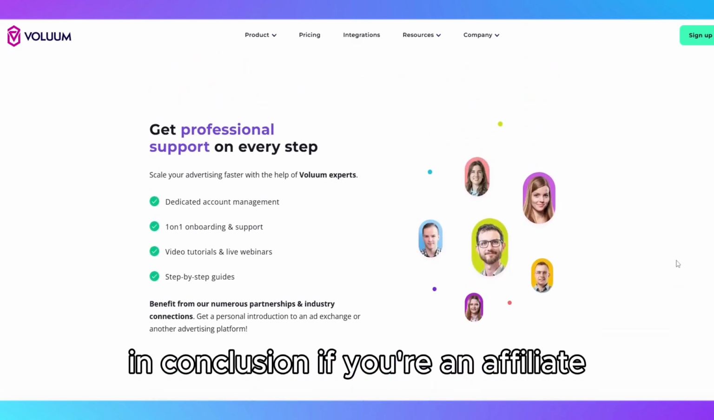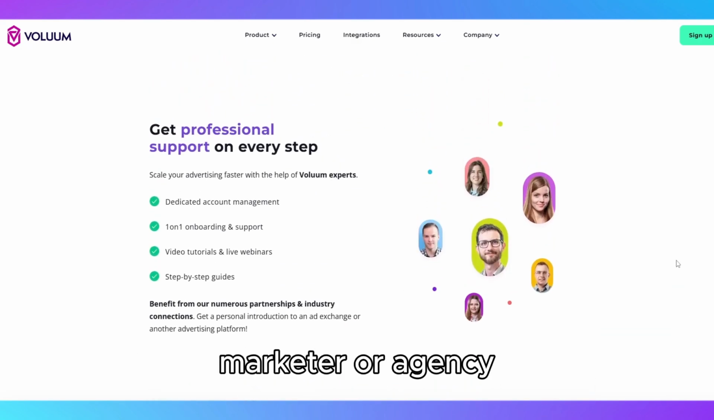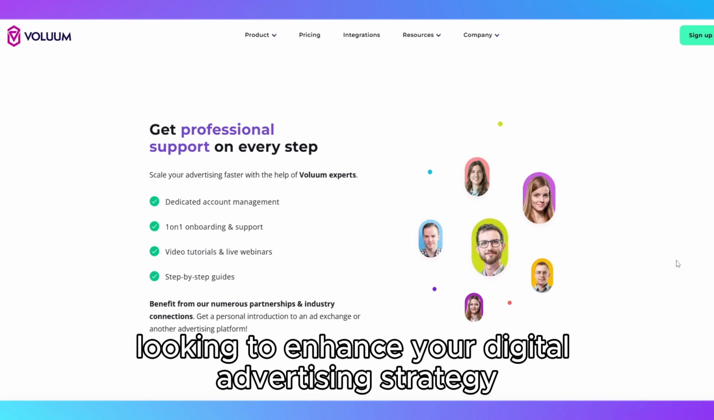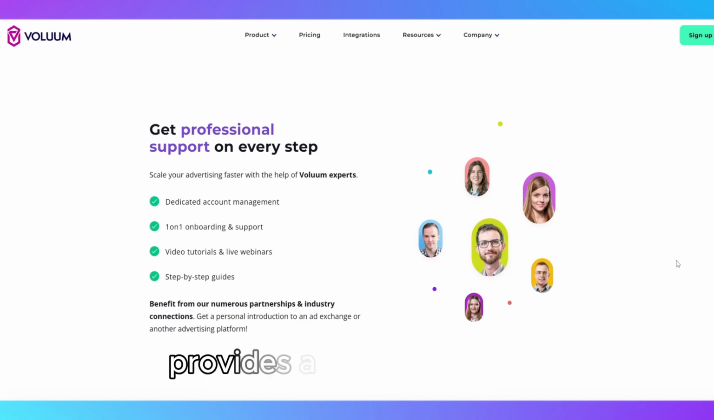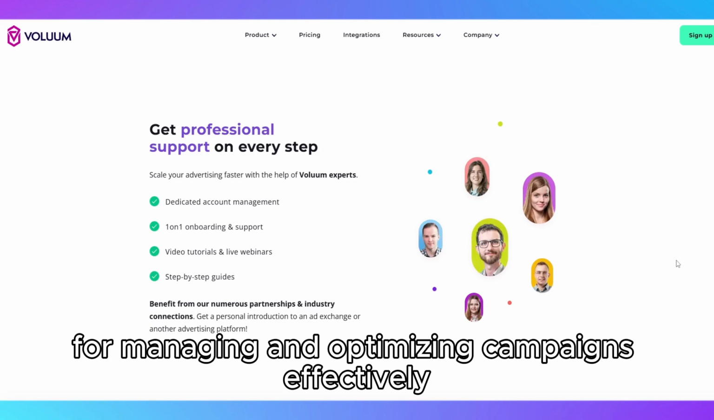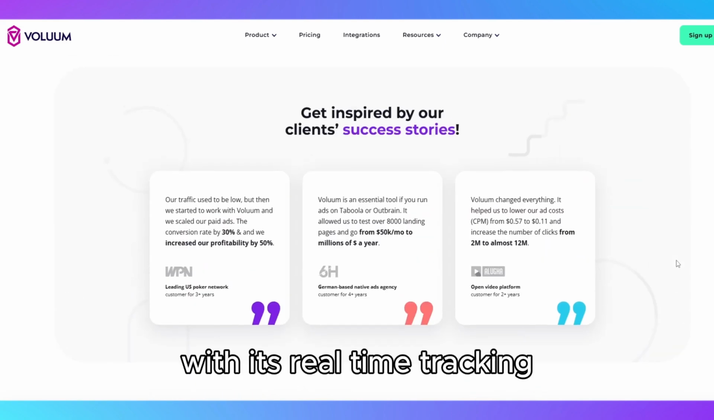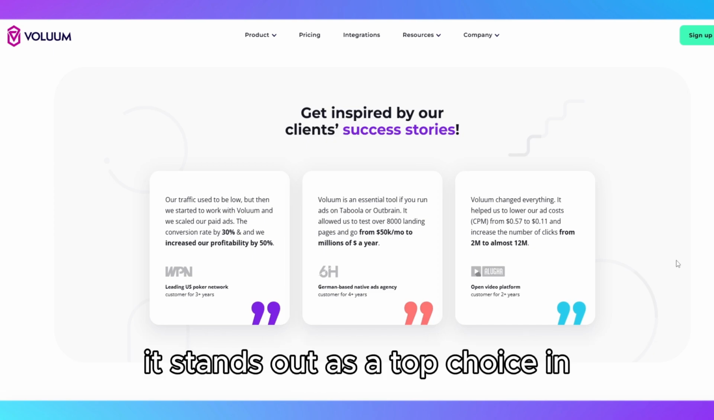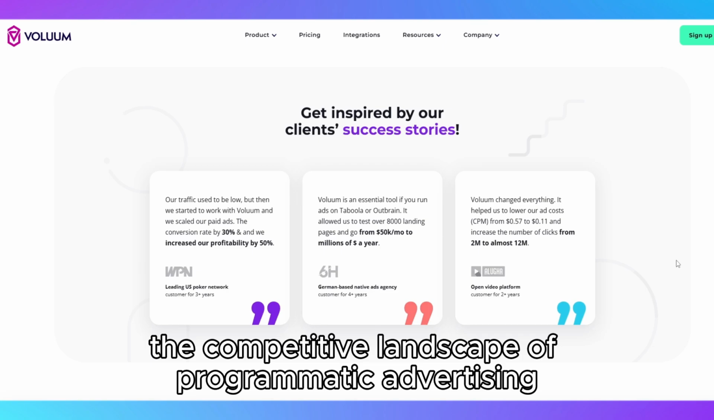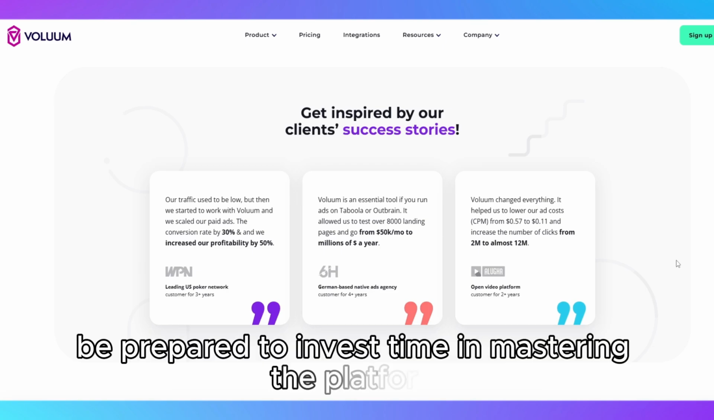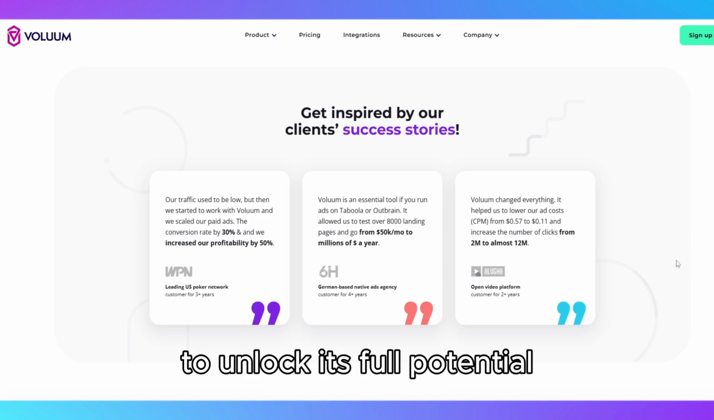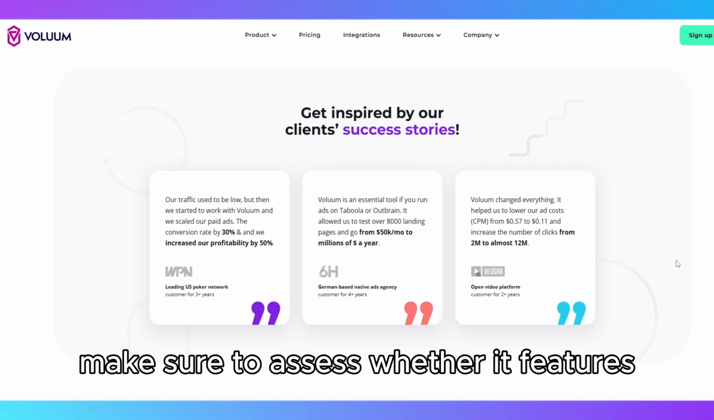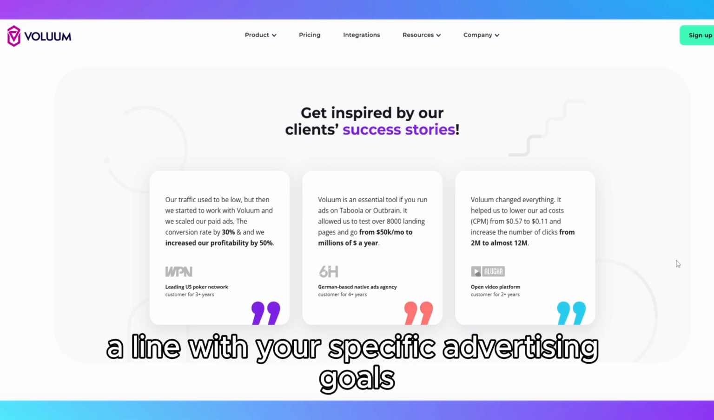In conclusion, if you're an affiliate marketer or agency looking to enhance your digital advertising strategy, Volume DSP provides a powerful toolkit for managing and optimizing campaigns effectively. With its real-time tracking, advanced targeting, and comprehensive analytics, it stands out as a top choice in the competitive landscape of programmatic advertising. However, be prepared to invest time in mastering the platform to unlock its full potential. Make sure to assess whether its features align with your specific advertising goals before diving in.